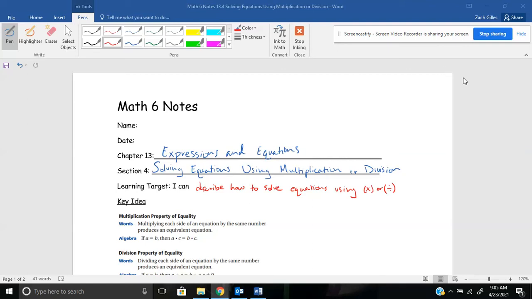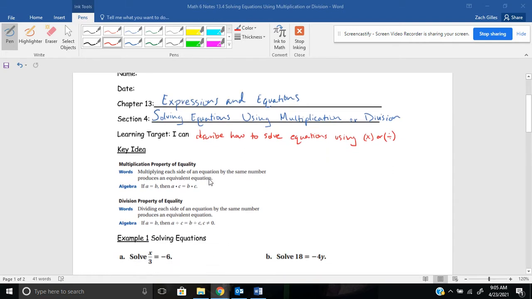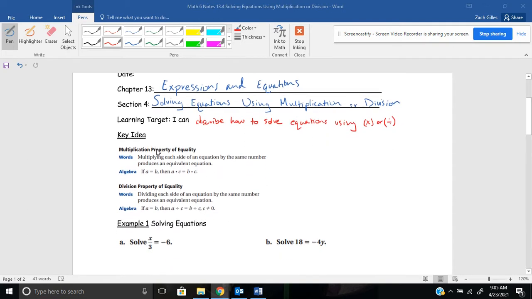Hi everyone. Today we're going to be talking about how to solve equations while using multiplication or division. For our key idea today, we're going to be talking about the multiplication property of equality and the division property of equality. Those properties say that multiplying each side of an equation by the same number produces an equivalent equation. And the same for division. If you divide each side by the same number, it makes an equivalent equation.